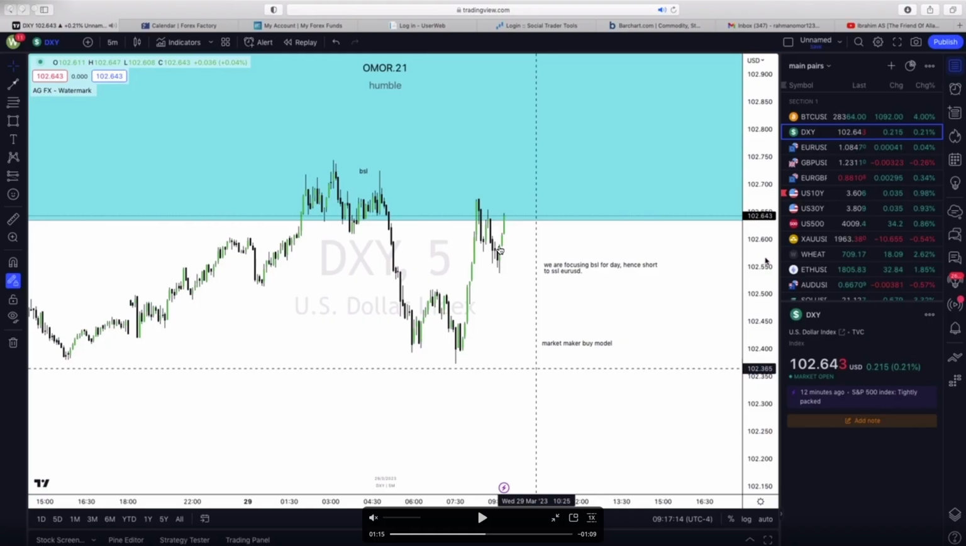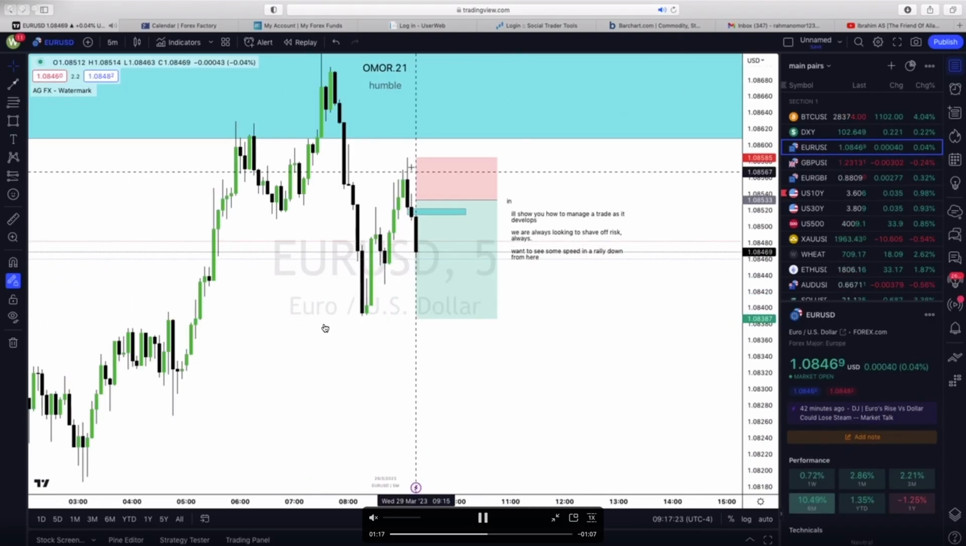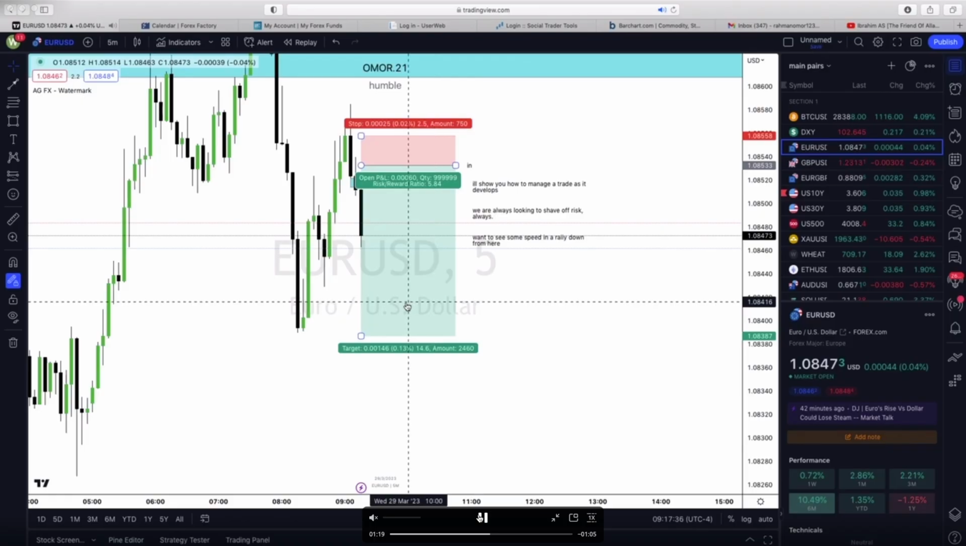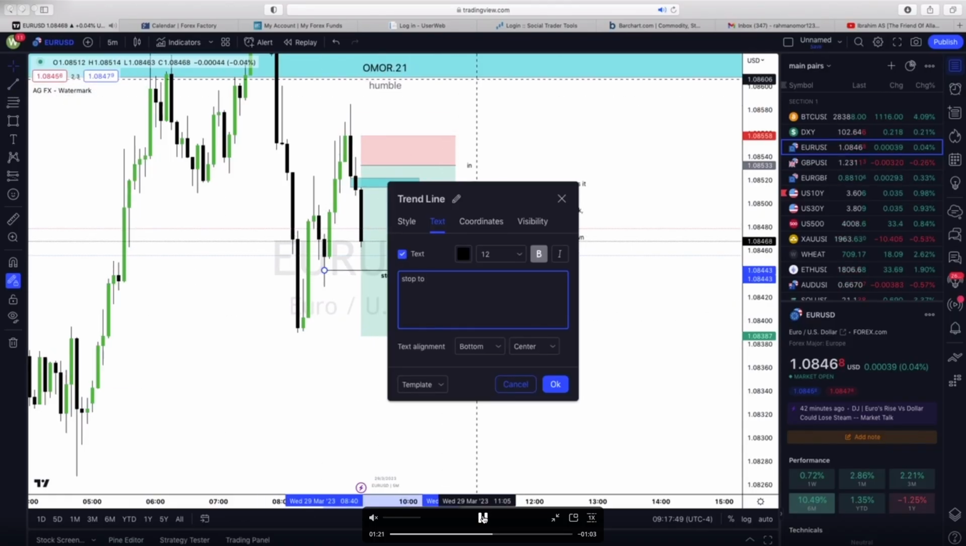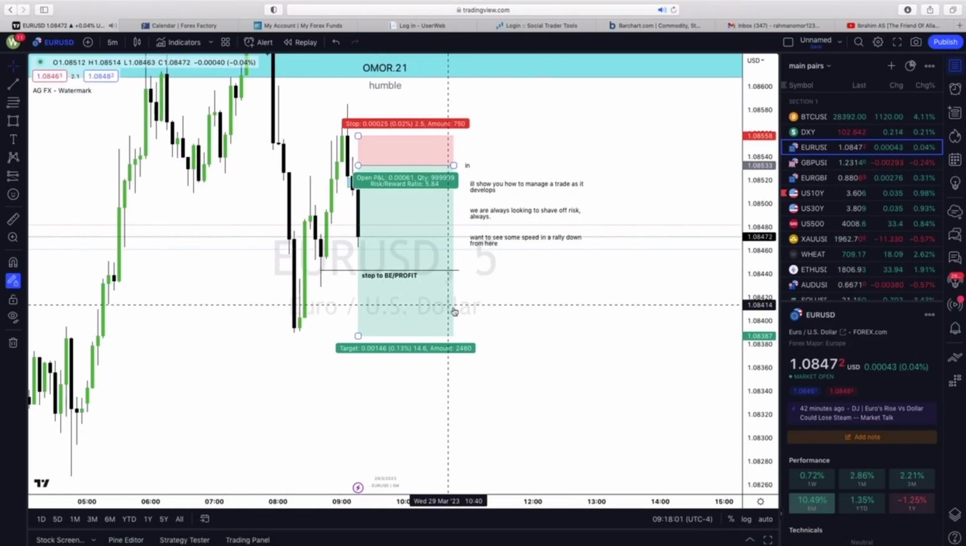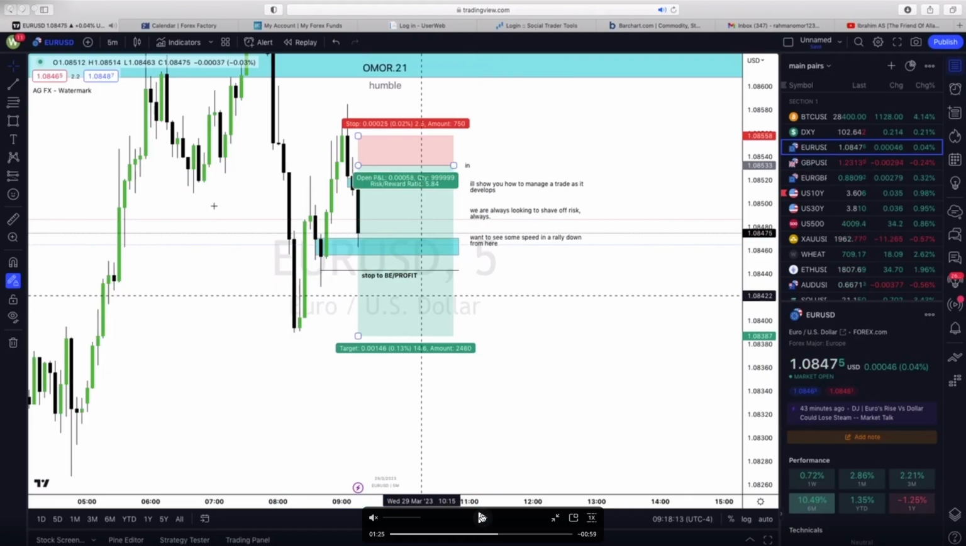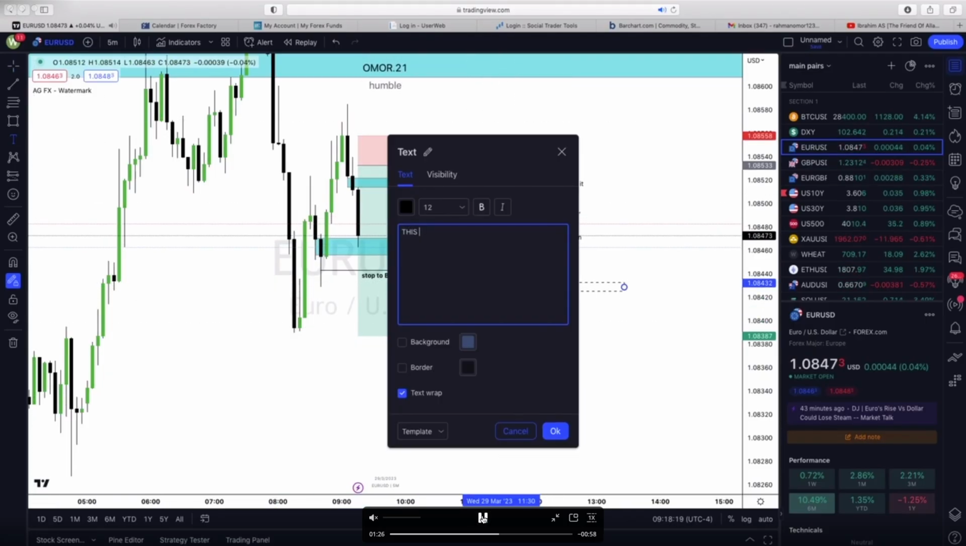After this candle, you can literally get in on an open, low, high, close on the DXY, and you're going to be targeting this buy side liquidity pool above here. That frames the market maker sell model on the DXY, on the Euro USD, sorry. Okay, pause. Okay, wait 1 second.